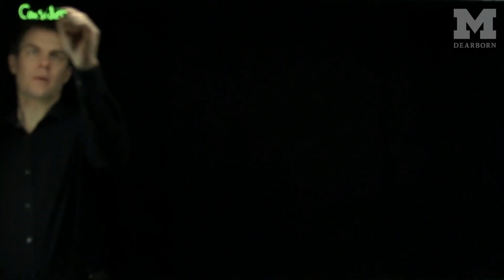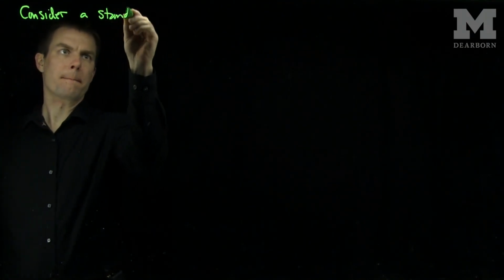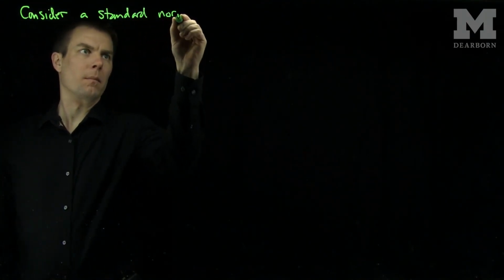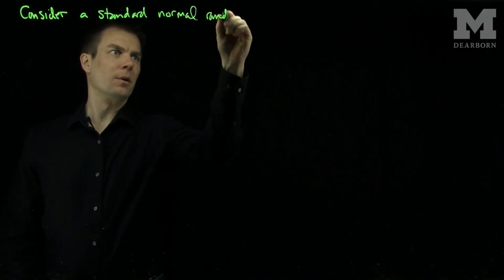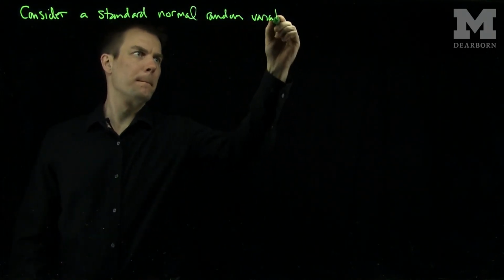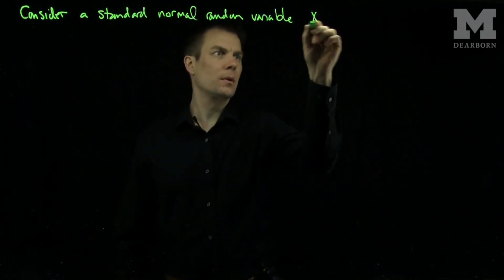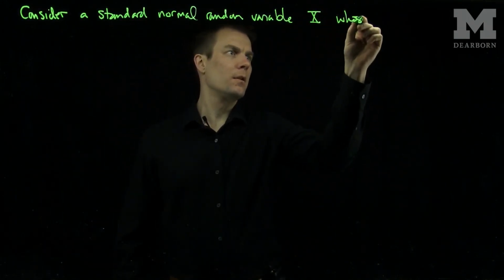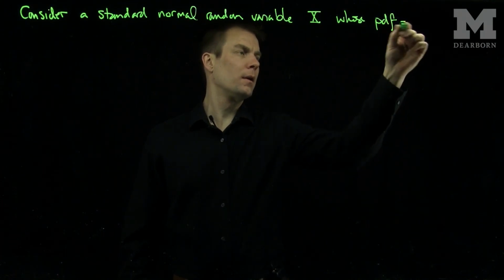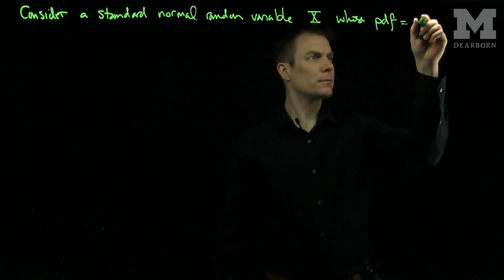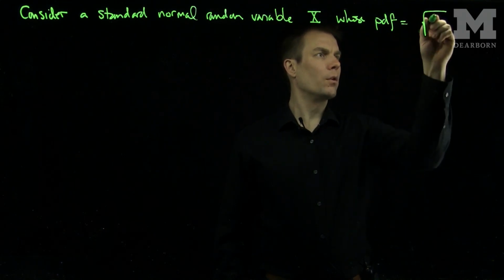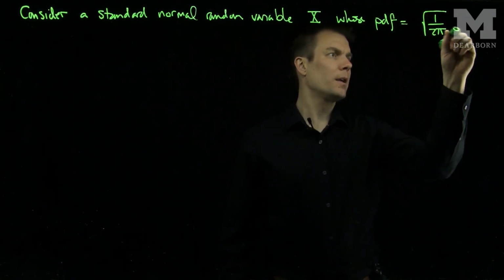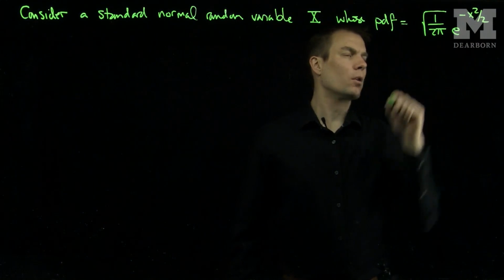Hello students, in this video we'll see how to compute the moment generating function of a Gaussian random variable. Let's consider a standard normal random variable x whose PDF is 1 over the square root of 2 pi e to the negative x squared over 2.